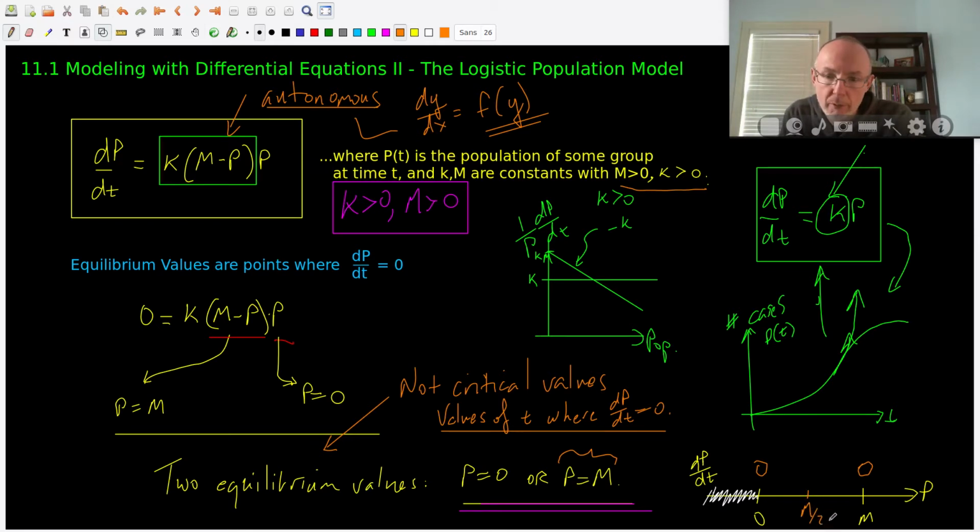So let's say at m over 2. At m over 2, we go up here and we plug it in. We get m minus a half of m, that's a half of m. We get a half of m here, and so this whole thing is positive. I'm literally plugging in p equals m over 2, and I'm asking what's the value of that derivative, and the answer is it's positive.